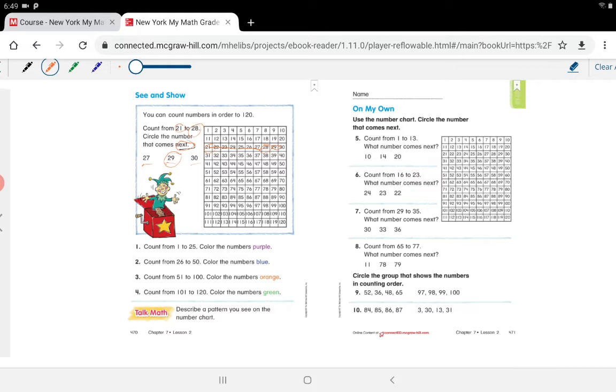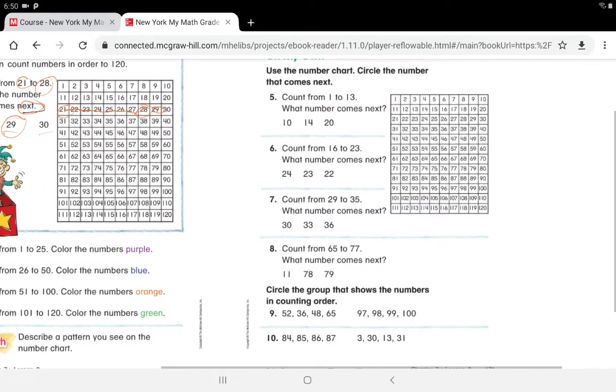So now we're going to move on to page 471, where on my own page, you're going to do the same thing that we did together for 5, 6, 7, and 8. Then for 9 and 10, you're going to circle the group that shows the numbers in counting order. So when I see counting order, that means these numbers have to make sense when I count. They have to go in order from the beginning, middle, and end, just like we did when we did our number chart from 21 to 28.